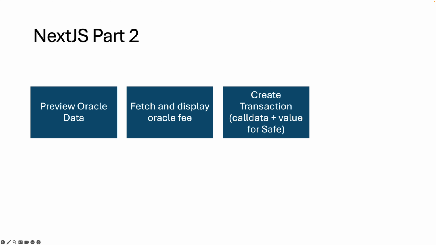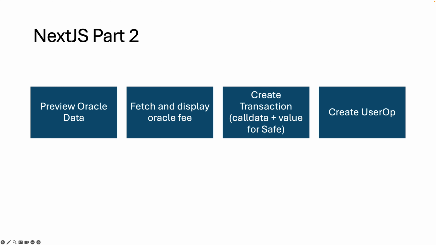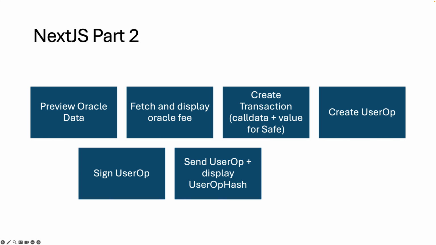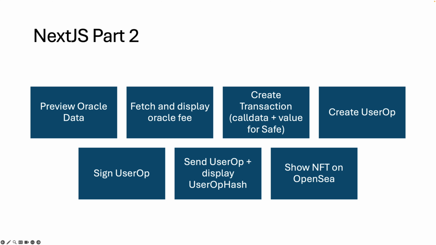Then we are going to create a transaction, that is the call data for safe mint plus the value for our safe account. Then we are creating a user operation. Then we are going to sign this user operation. Then we are going to send the user operation and display the user operation hash that we get back from the bundler. And as the very last part, we are going to open our NFT on OpenSea and see if everything works.